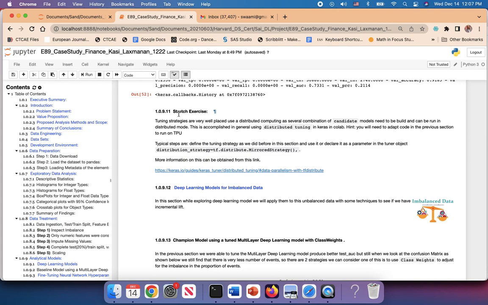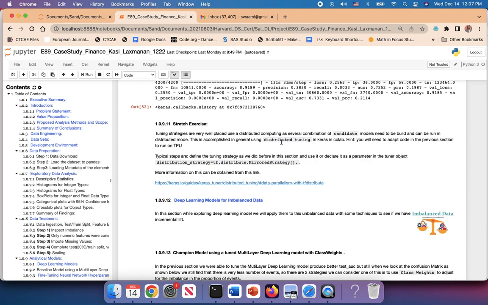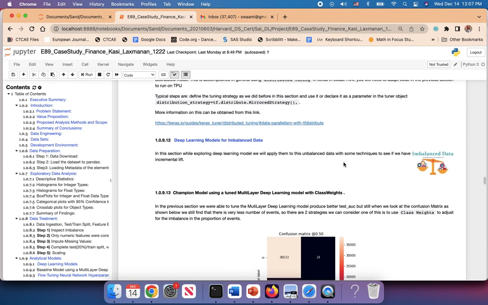The last one I have here is a stretch exercise. Typically, you would want to combine your tuning strategy with a distributed computing strategy, where you should be able to run the candidate models in a distributed mode. So in order to do this, what you need to do is define the distribution strategy as we've seen before, and then use that distribution strategy in your tuner search. So this is a stretch exercise that you could do. There is a link here for more information on this.